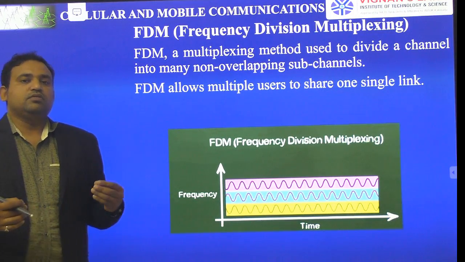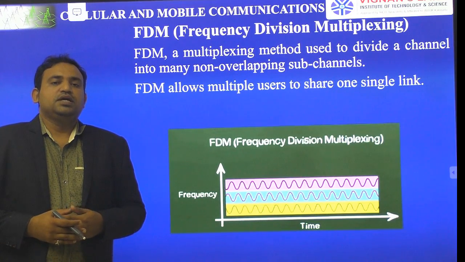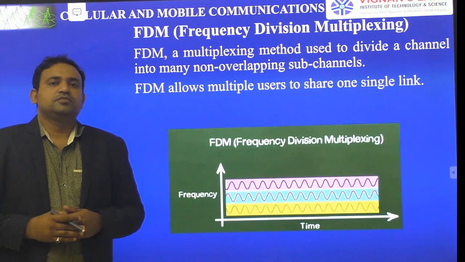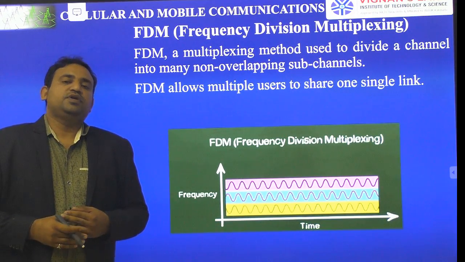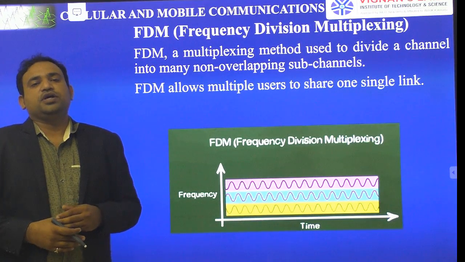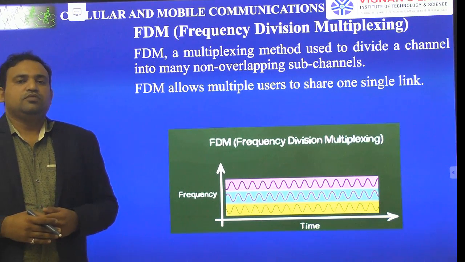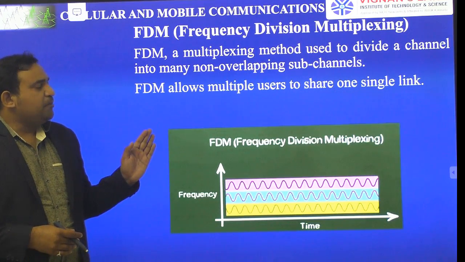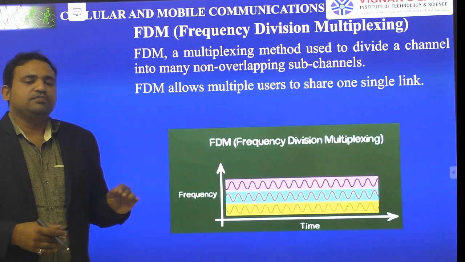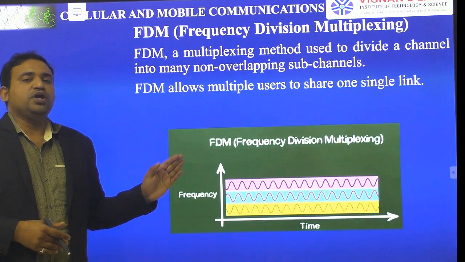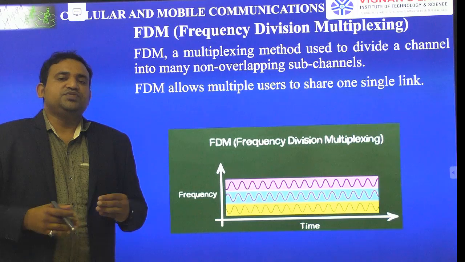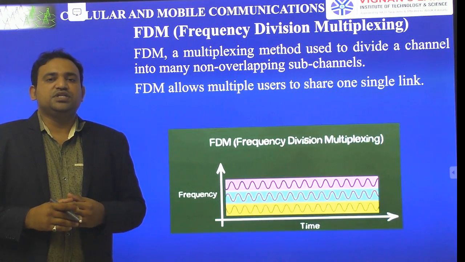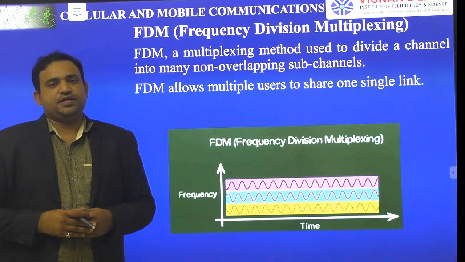So before learning what is meant by OFDMA, it is better to learn about FDM and OFDM, and after knowing a little bit of FDM and OFDM, we will learn about OFDMA. Because by comparing FDM with OFDM and OFDM with OFDMA, it is very easy to understand what is meant by orthogonal frequency division multiple access, right?